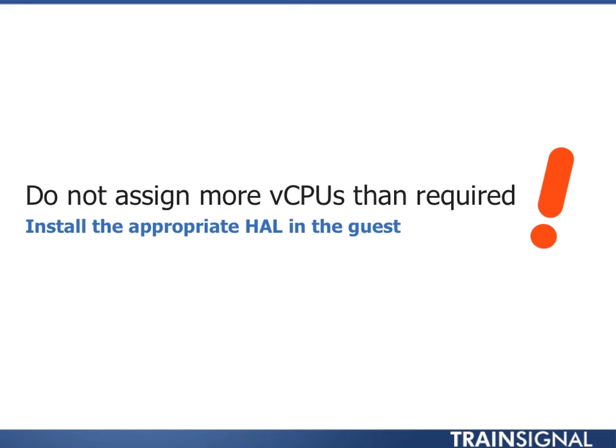Hit on this earlier too. Do not assign more vCPUs than required. Very common problem, because application vendors or application owners will always say, well, the vendor says it wants 4 CPUs, so we need to give it 4 virtual CPUs. They don't really understand how the scheduling in VMware works.